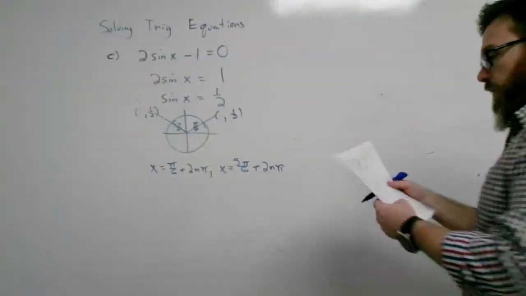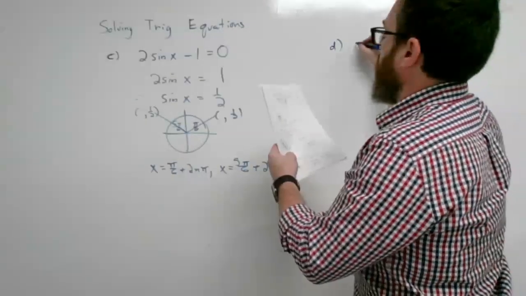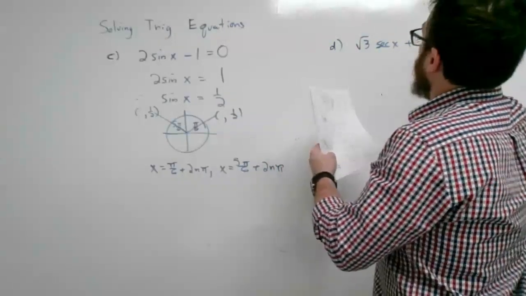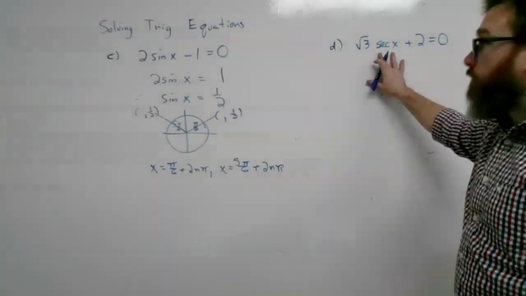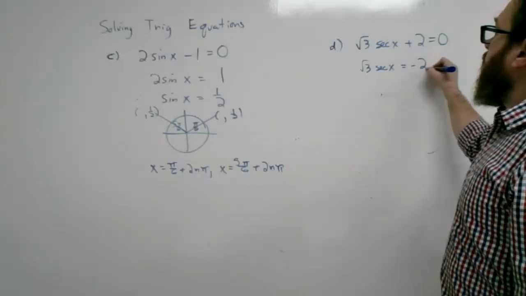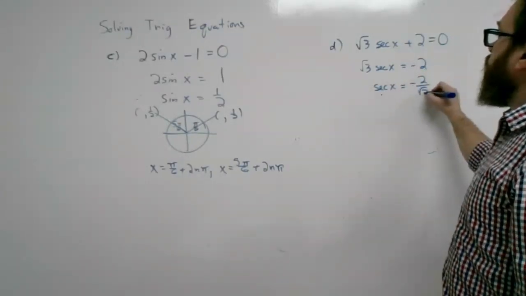Tangent function. So if I want to solve, actually let's do this. Let's do a secant function. Root 3 secant of x plus 2 is equal to 0. So again, solving for the trig function, root 3 secant of x is equal to negative 2. So secant of x is going to be minus 2 over root 3.